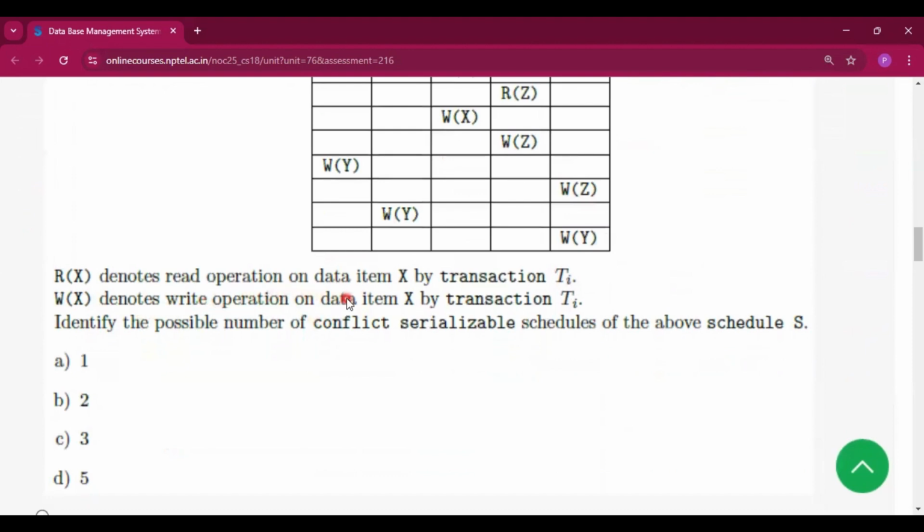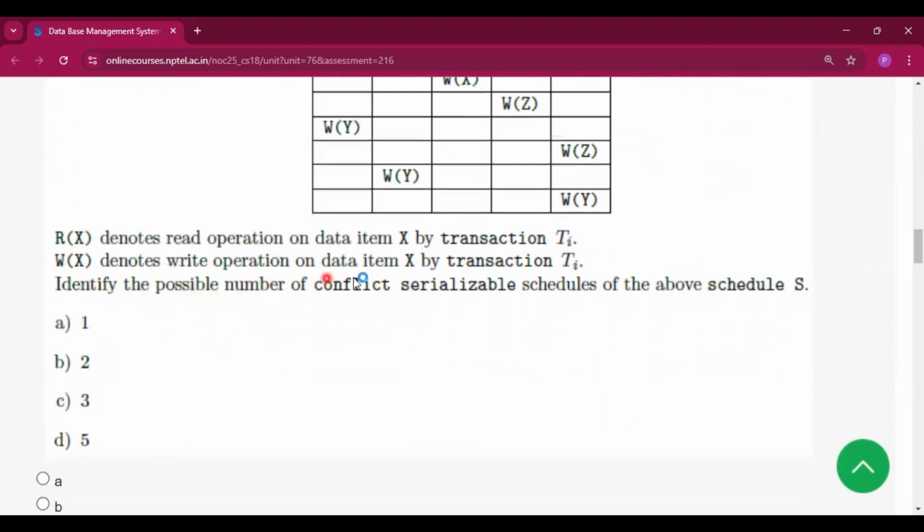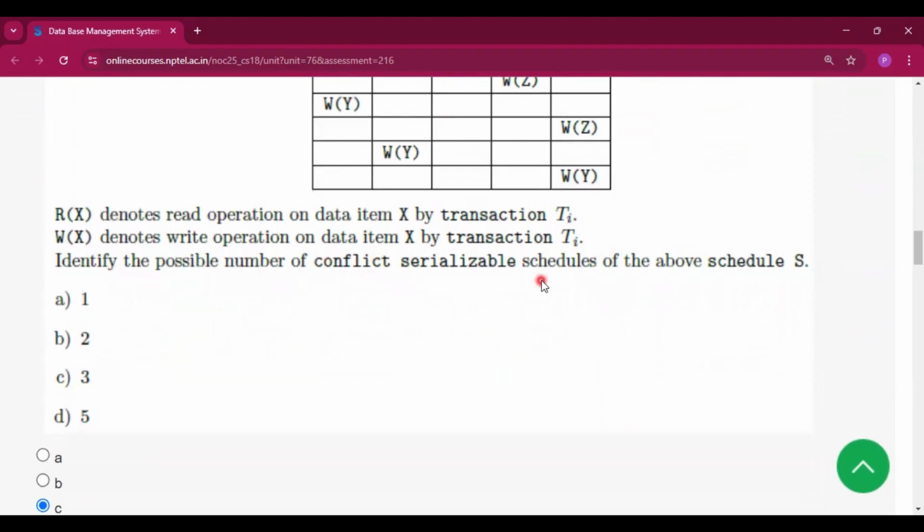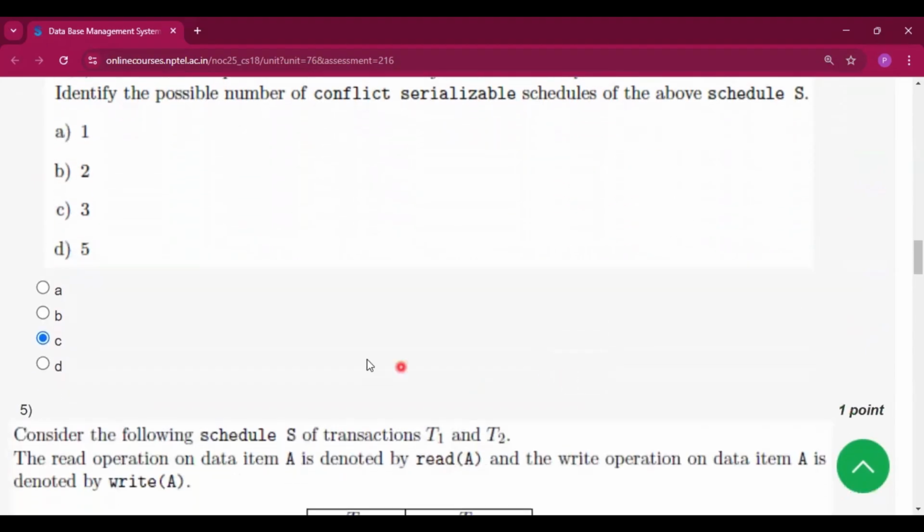Now for question number 4, consider the following schedule S involving 5 transactions. Here Rx denotes the read operation on data item X and Wx denotes the write operation. Identify the possible number of conflict serializable schedules of the above schedule S. Now the answer will be option C, that is 3.